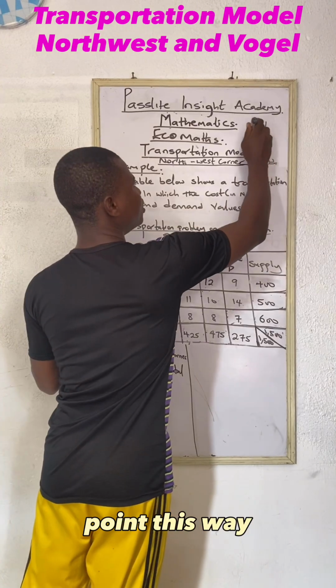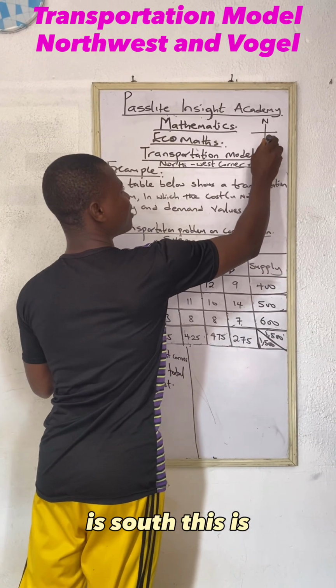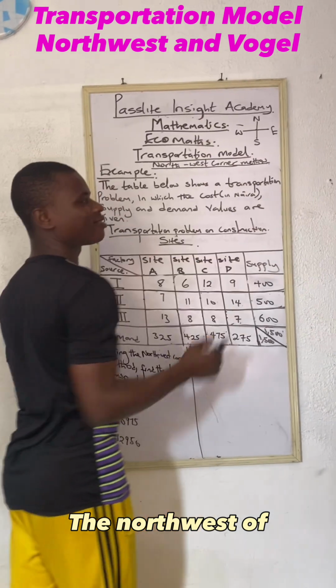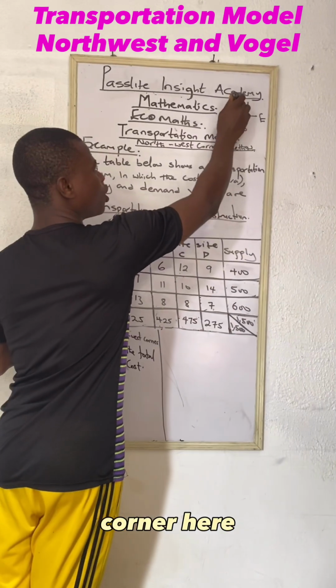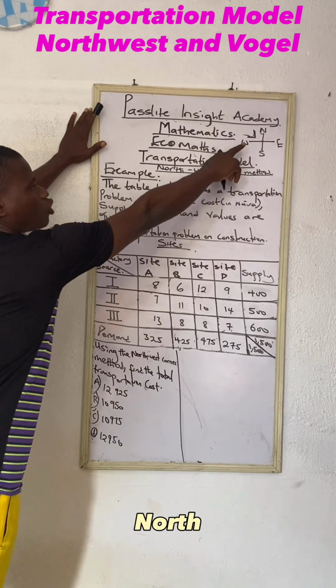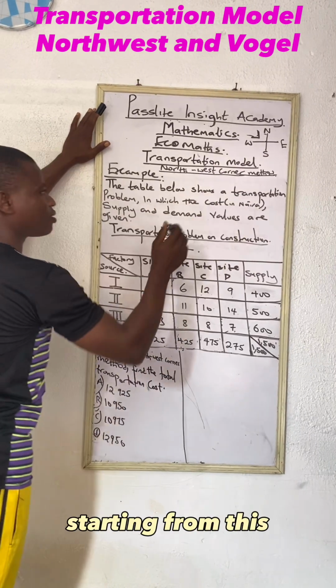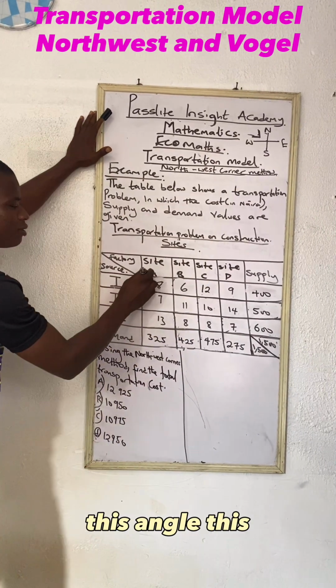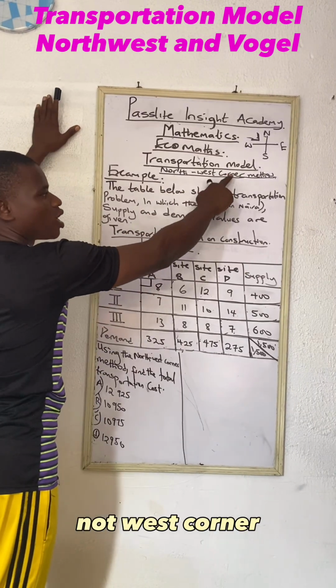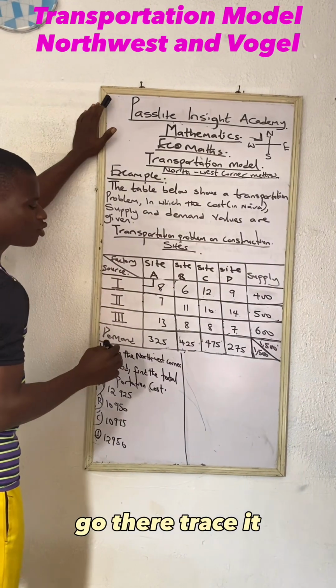You draw a cardinal point this way. This is north, this is south, this is east, and this is west. The northwest of it. So we are looking for this corner here, the northwest corner method. So let's start. We are starting from this corner, as the name implies, the northwest corner method. So let's go there, trace it down.